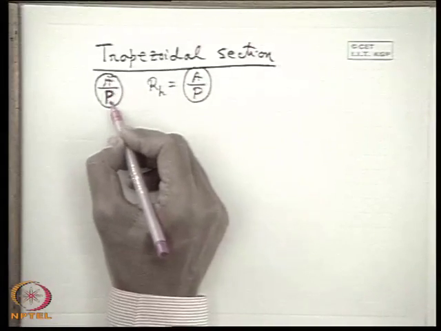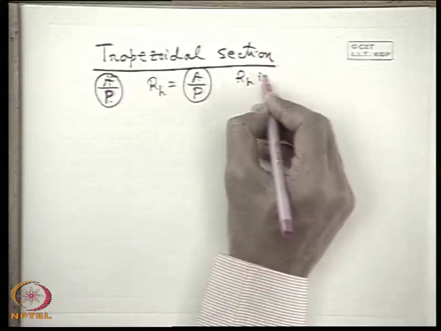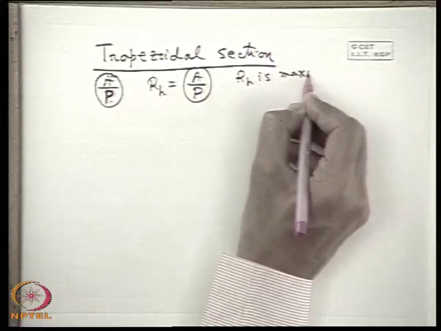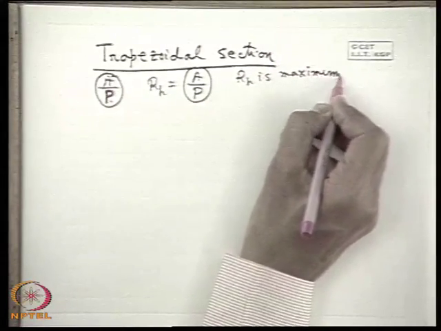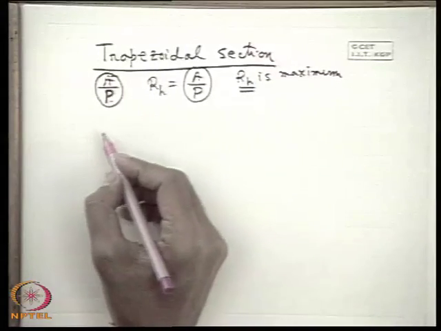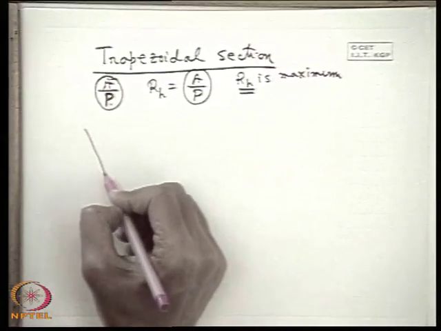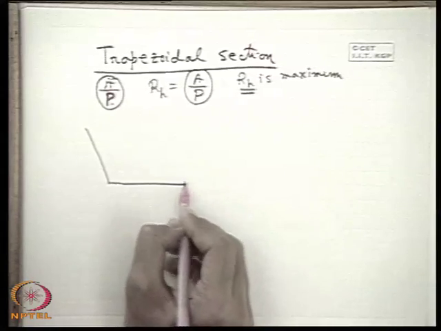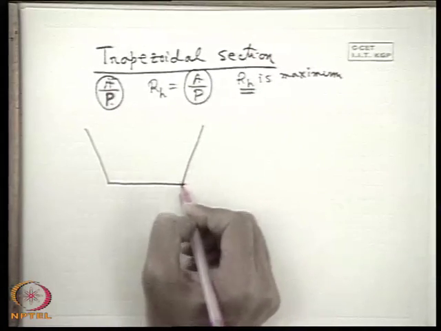then for a given area, P is minimum means RH is maximum. That means the cross section will be such that its hydraulic radius will be maximum for a given flow. Now let us find out what this condition is for a trapezoidal section. That means we consider a trapezoidal type of cross section for the channel.